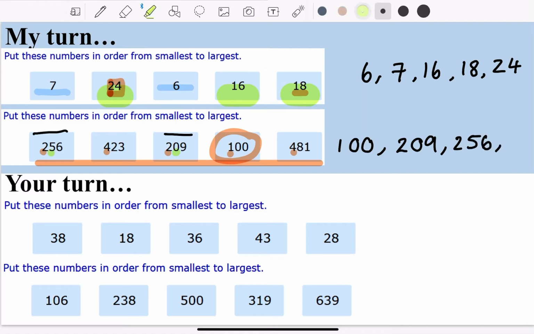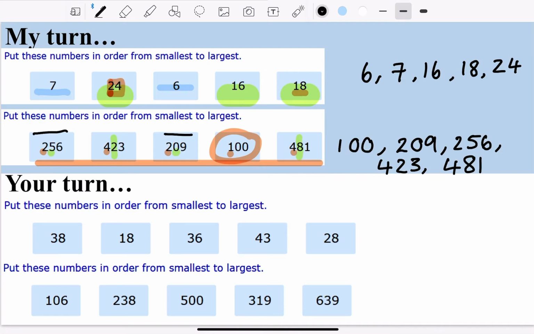Then I take a look at the two final numbers. I've got 423 and 481. Both have 400 in the hundreds column, so I must again look in that tens column. 8 is definitely bigger than 2, so I get 423 followed by 481. Use this method of going through each of the numbers from largest to smallest to help you. Pause the video and have a go at the your turn questions.